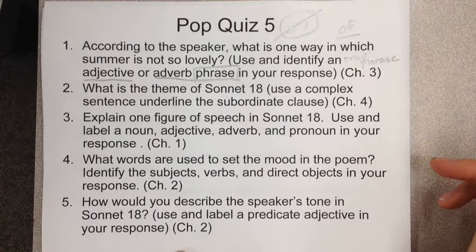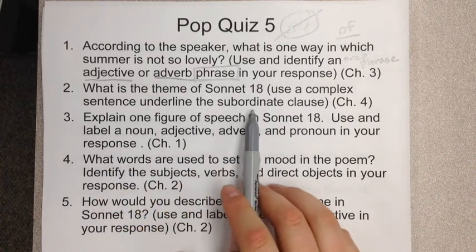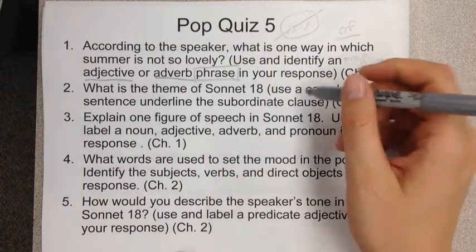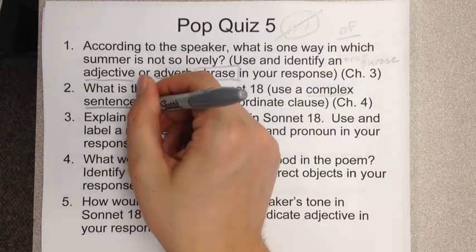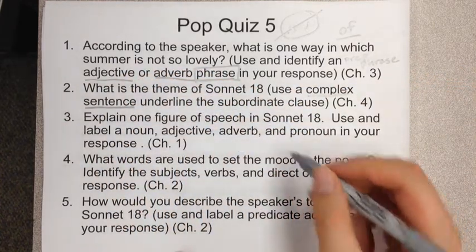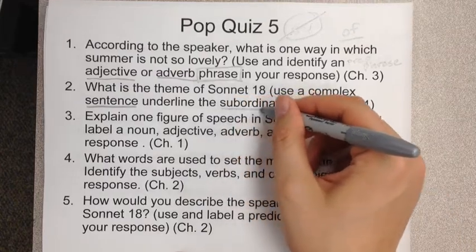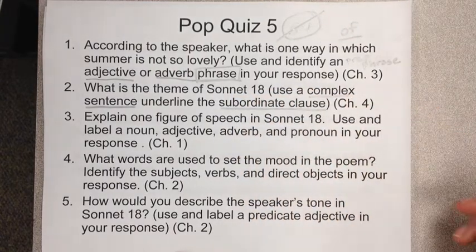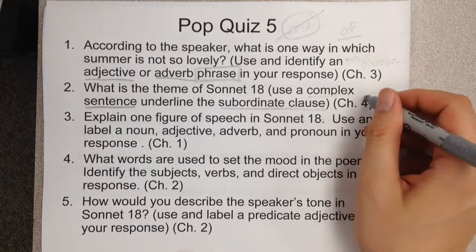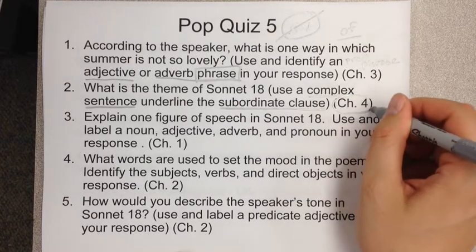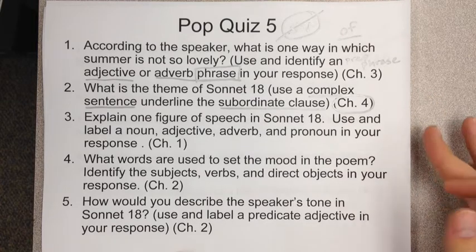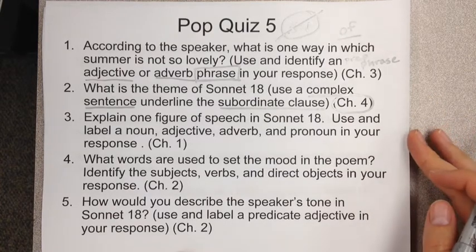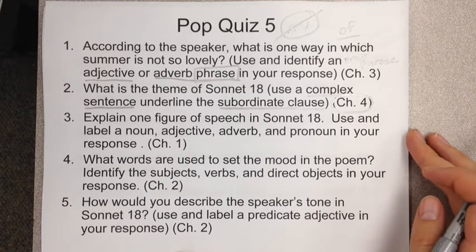Sentence 2. What is the theme of Sonnet 18? We have to use a complex sentence. Now, something is a complex sentence if it has what's called a subordinate clause. And if you want to learn more about the different subordinate clauses, you have to look at chapter 4. You absolutely cannot underline something that is an independent clause.